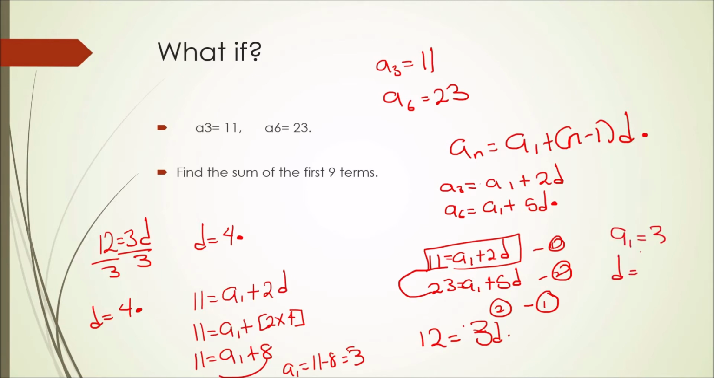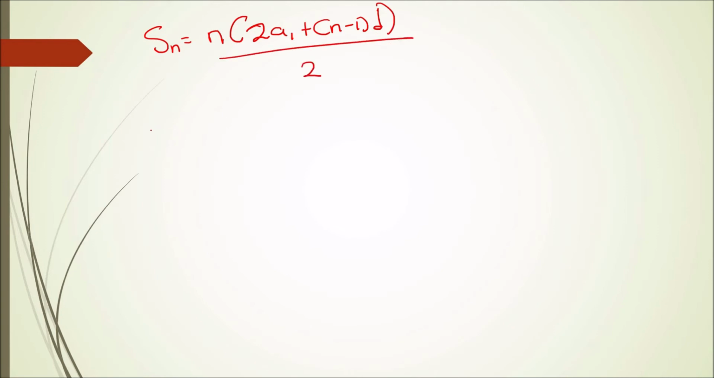Okay, so once we have our A1 and once we have our D, we're good to go. Our A1 is 3, our D is 4, and we can slot our values in the equation. And let me bring the equation here. Sn equals n(2A1 plus (n minus 1)D) over 2. Now we're looking for the sum of the first 9 terms. Okay.